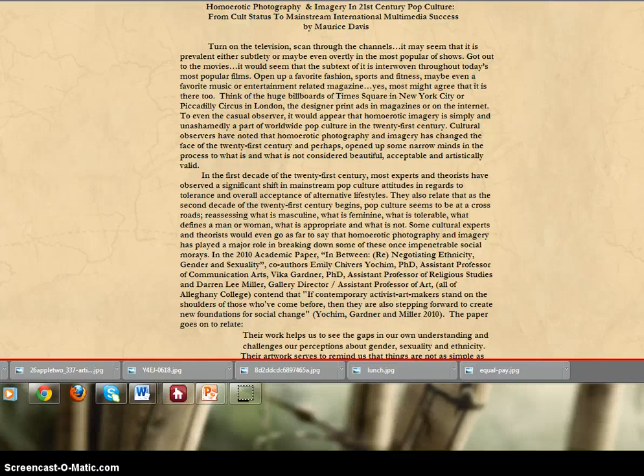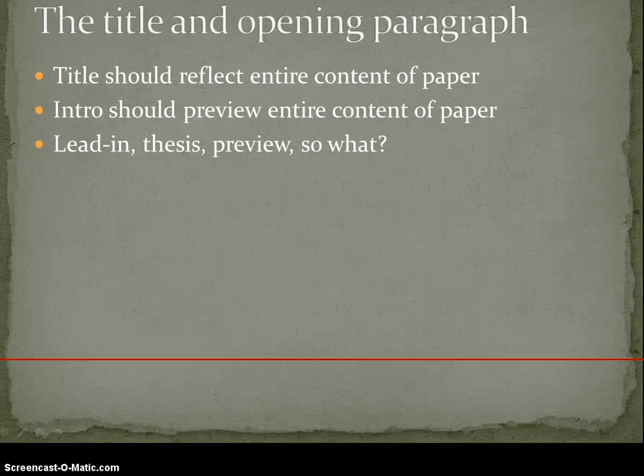The important thing to keep in mind, though, is the title of the paper should reflect the entire content of that particular paper. The intro should preview the entire content of the paper as well. So you want to keep in mind that what the title and the intro both do is they set up the expectation for your reader of what you plan to discuss in your paper. And then if the body of that paper doesn't match up with those two things, well, then you have a disconnect with your reader. So be sure that your title and your intro reflect the entire content of your paper.